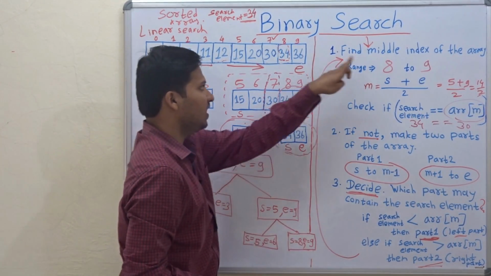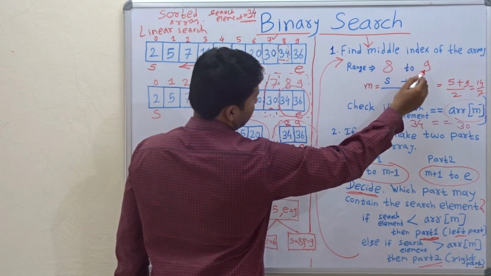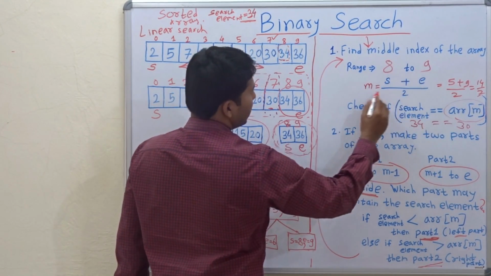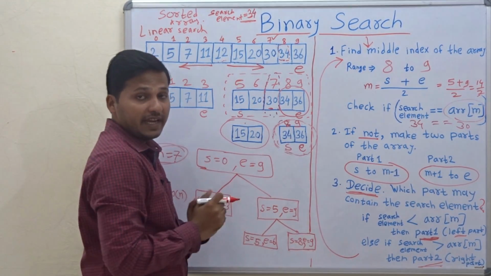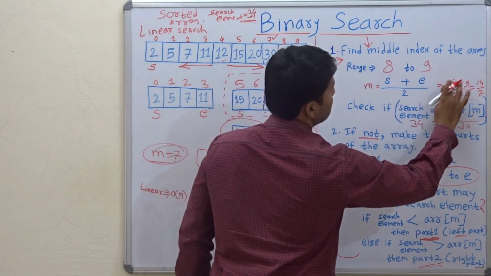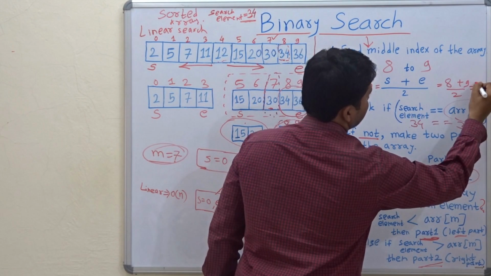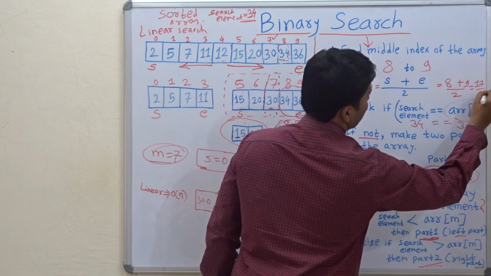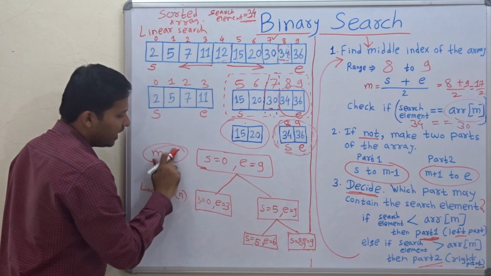So as you can see, we are iterating in the loop. Again in the next iteration, the range is 8 to 9, so find out m now: (s plus e) by 2. 8 plus 9 is 17, 17 by 2 is 8. So m is 8 now.